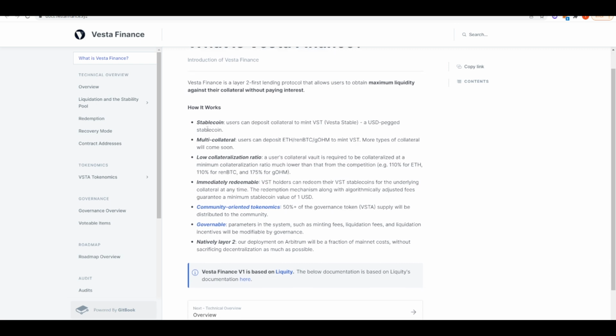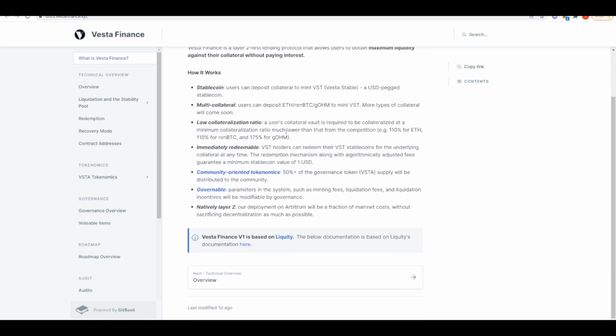So how does it work? Well, Vesta has the VST stablecoin, so users can deposit collateral to mint VST, a USD pegged stablecoin. Multi-collateral: users can deposit ETH, renBTC, or GOHM to mint VST, and more collateral types will come soon.